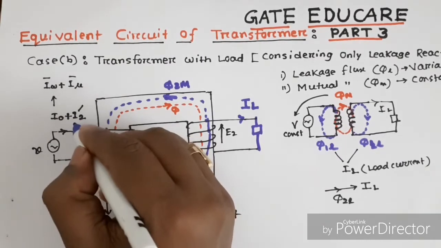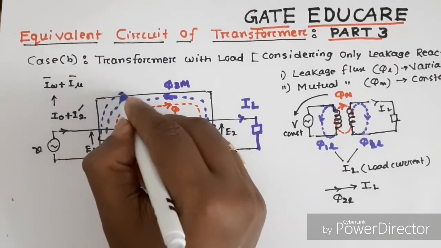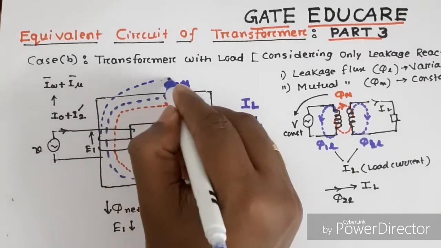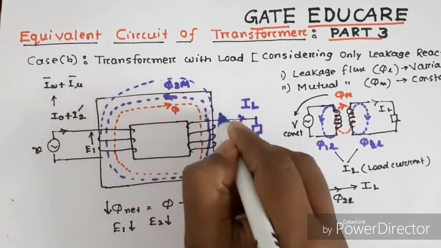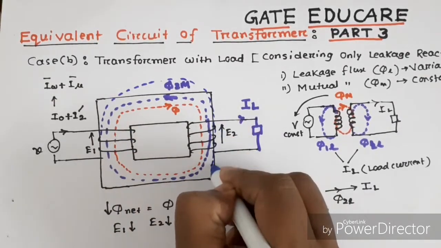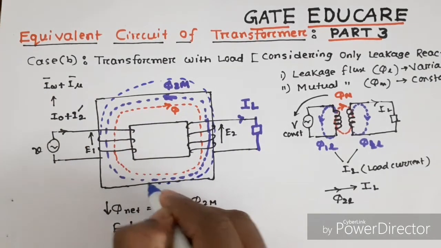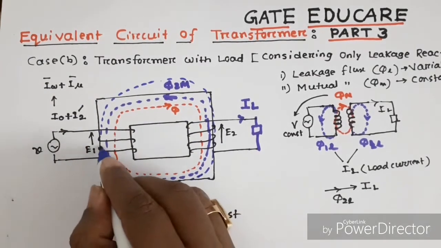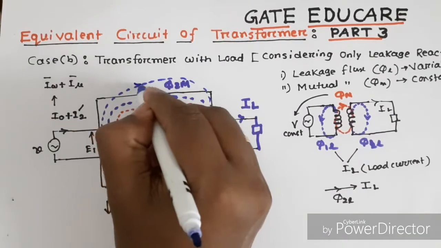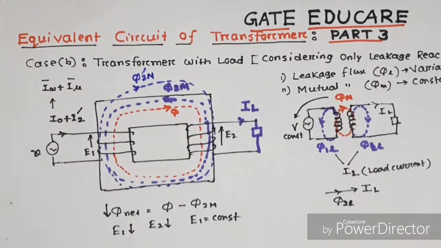Due to I2 dash, a flux will be produced that passes through the core. Actually, it should pass through the core, but there is no space here, therefore I draw it outside. Okay, this flux is the phi 2m dash.